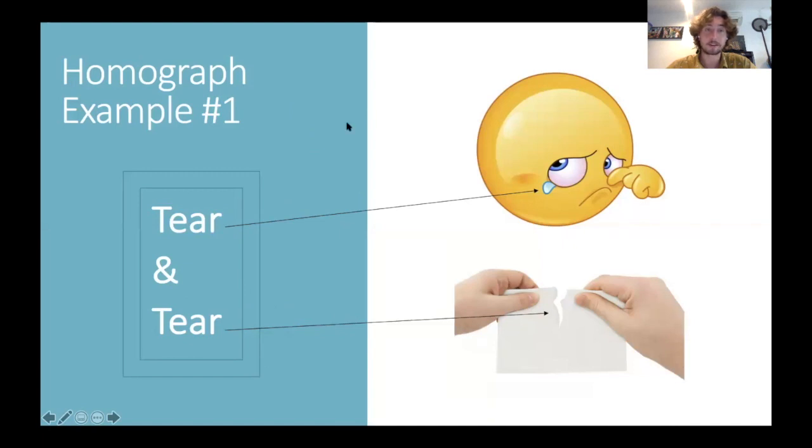Okay, so homograph, the example number 1. So it looks like the same, but they have two different meanings. So tear, this could be a tear when you cry, when you're sad. Or there's a tear in a piece of paper. Or you could say it like a verb. I am tearing this piece of paper.